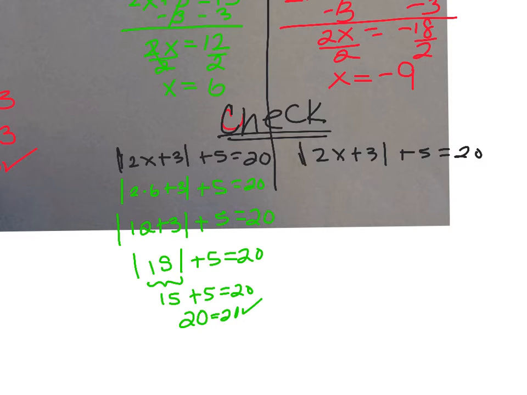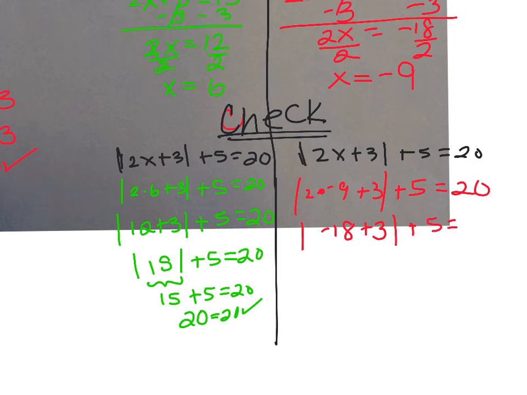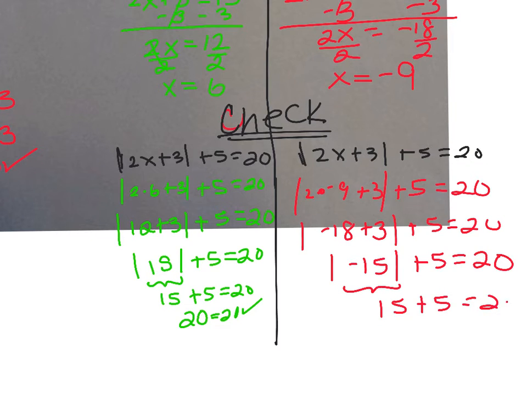All right, now we're going to try negative 9, sorry. So let me just draw my bar a little bit further down. The absolute value of 2 times negative 9 plus 3, plus 5, does this equal 20? Do what's inside the absolute value. So 2 times negative 9 is negative 18 plus 3, close the absolute value, plus 5 equals 20. So we have the absolute value of negative 15, right? Because negative 18 plus 3 is negative 15. The absolute value of negative 15 is 15, plus 5 equals 20, so 20 equals 20, and that checks.